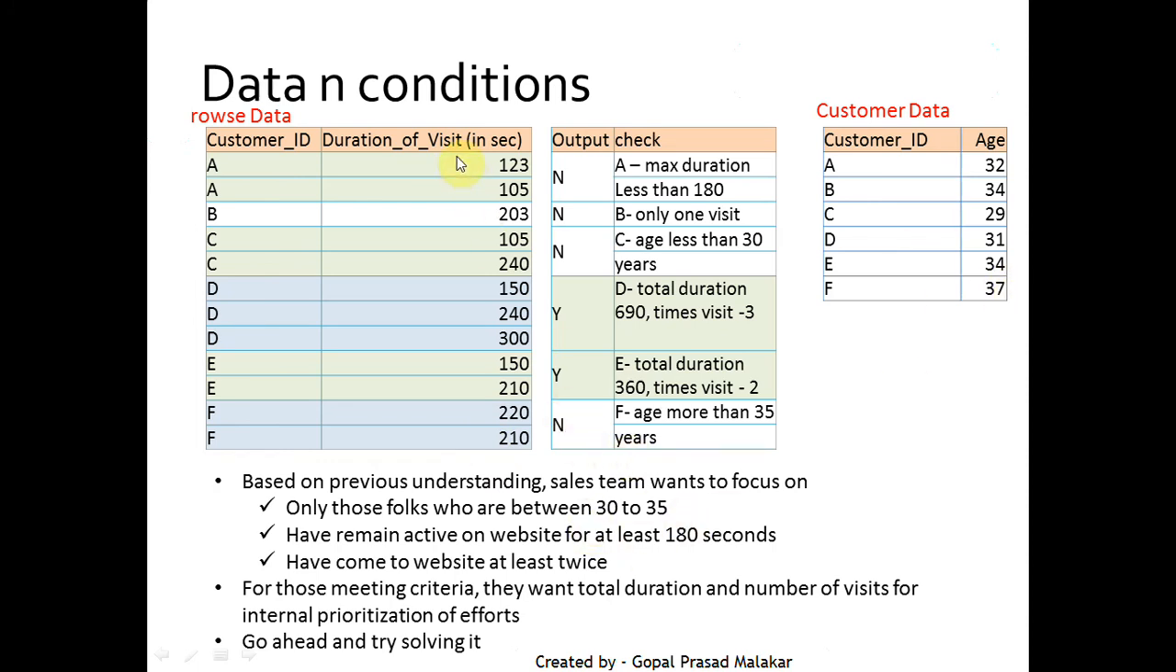So if you think of this data set, your code ultimately should take these two records, D and E, and produce results like that. For D it should produce 690, and for E total duration 360, total visits 2. So go ahead and try solving it.